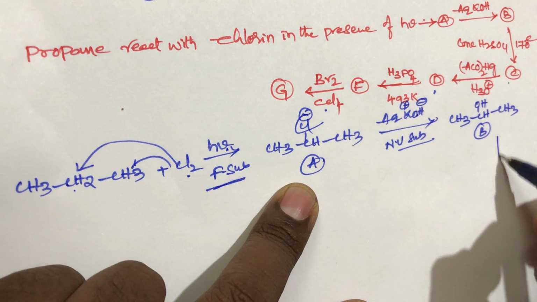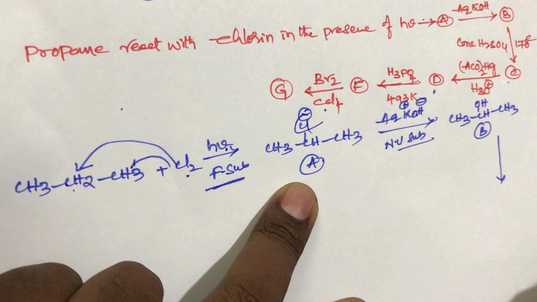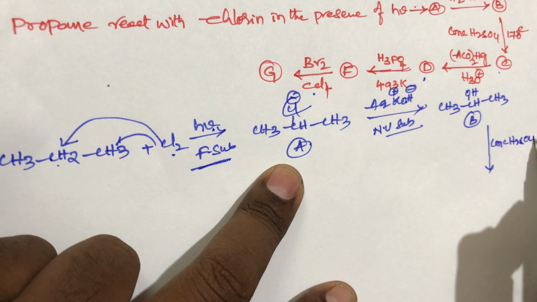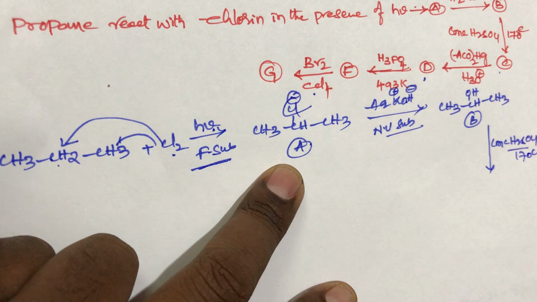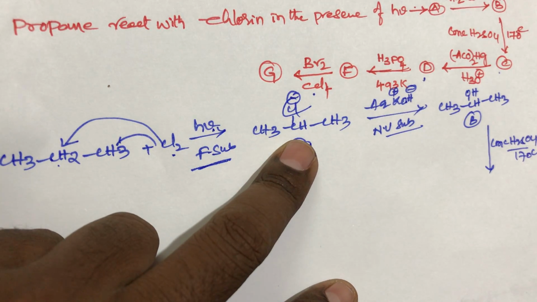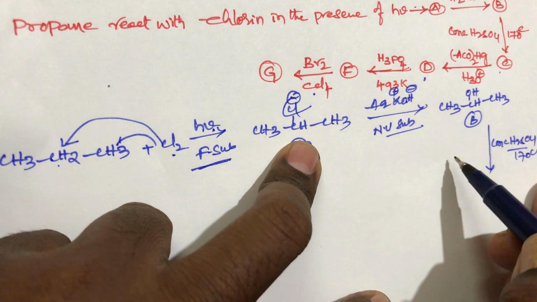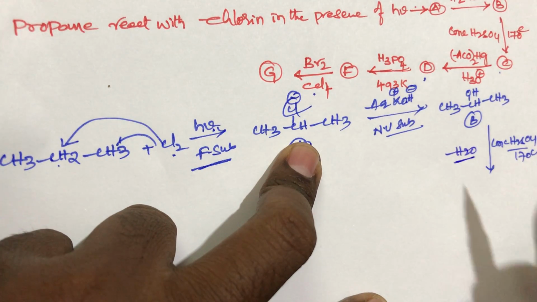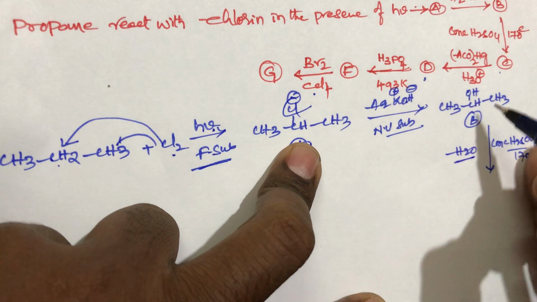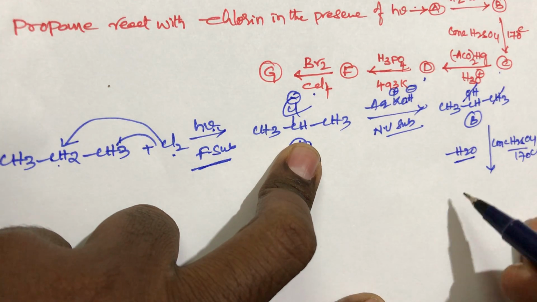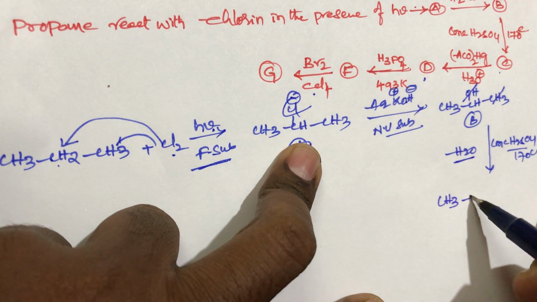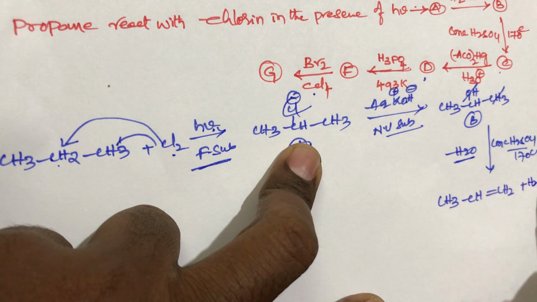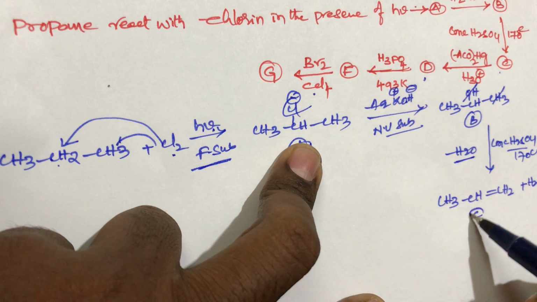When B compound reacts with next one, what is it, student? That is concentrated H2SO4 at 170 degrees centigrade. What is the role of concentrated H2SO4, student? The role of concentrated H2SO4 is dehydrating agent, means removal of water, that is dehydration. OH from here, H from here, we get the product CH3 CH double bond CH2 plus water. This is the C compound.